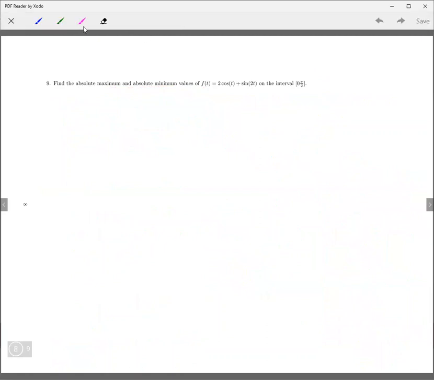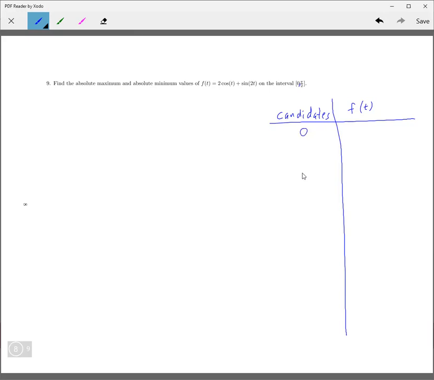Okay, let's do another one of those, number 9. Absolute maximum and minimum values of this function on the interval from 0 to pi over 2. There's supposed to be a comma between those. So over here, we're going to make the candidates. And then we'll have f of t. And so, of course, the endpoints go down as the first candidates, 0 and pi over 2.